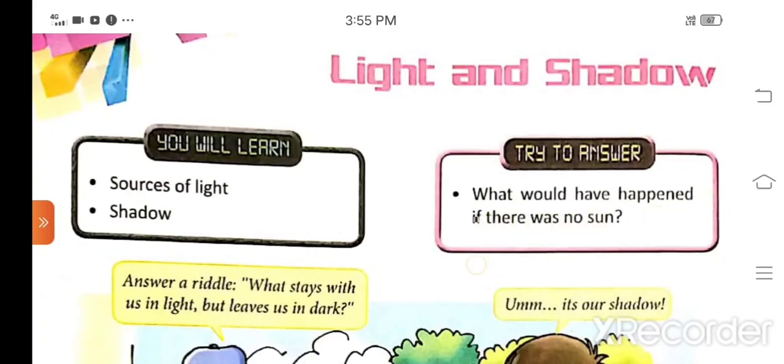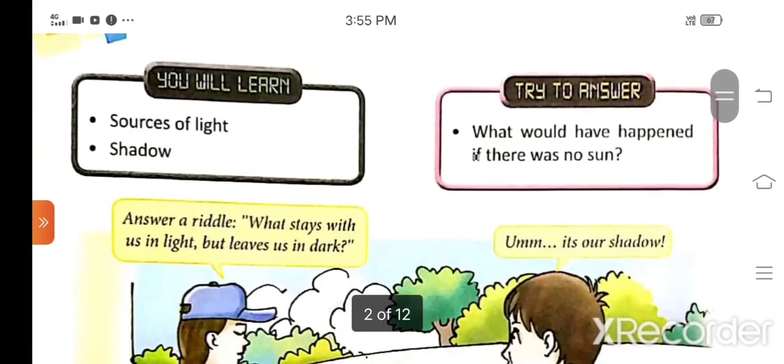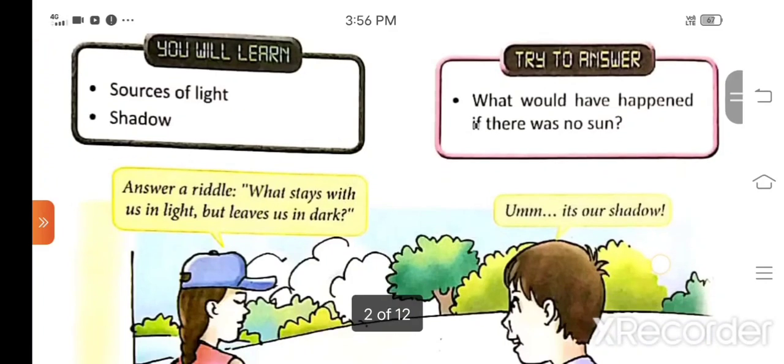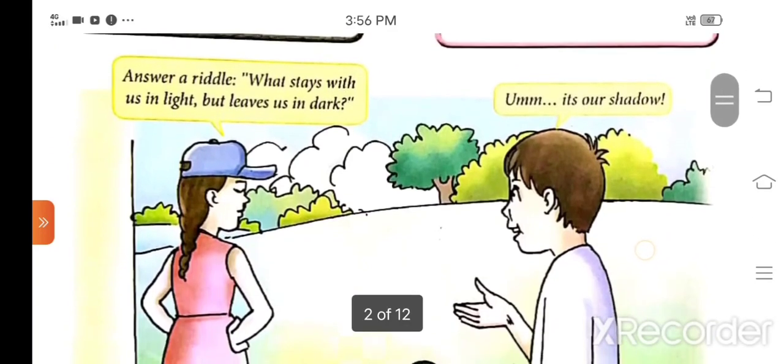What would have happened if there was no sun? You know that when the sun sets, there becomes night everywhere. There becomes darkness everywhere. So what would happen if there would have no sun? There would have darkness everywhere every time. Then there would have no day. There would have night every time.